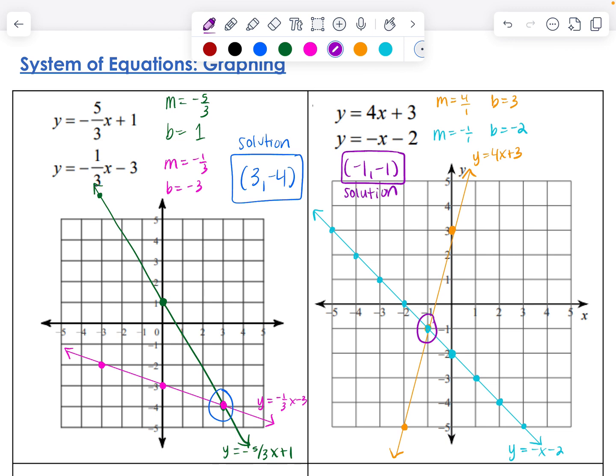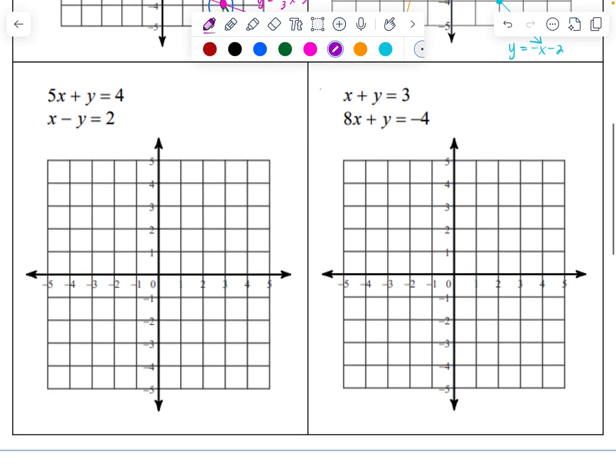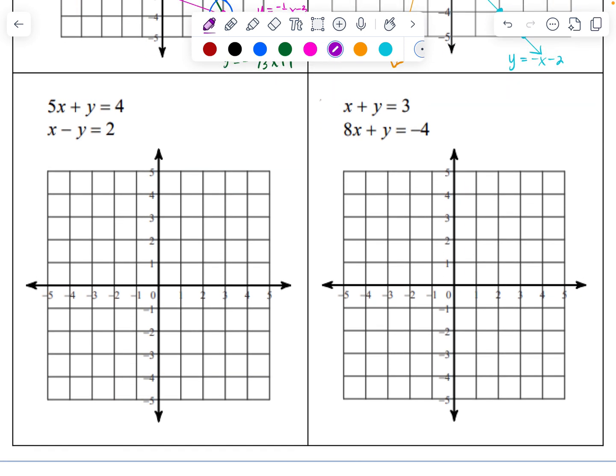Okay. Let's take a look at another example. There's 2 more down here, and these look a little bit different because they're not written in the proper format, okay? So what you want to do is get y by itself for both of them. So I'm going to start with the first one, and let's see what that's going to look like.